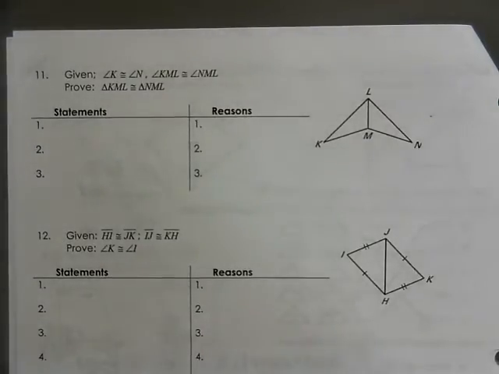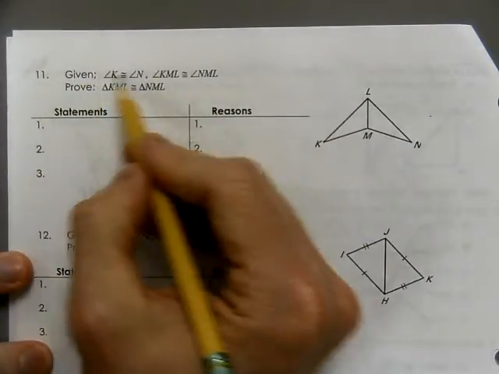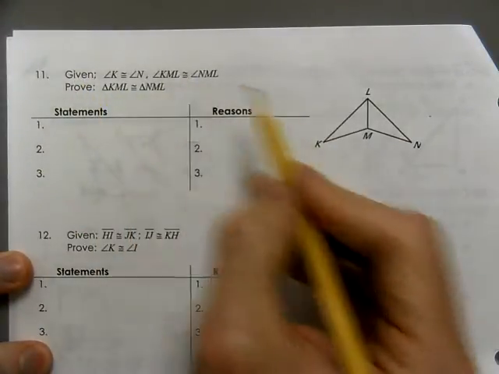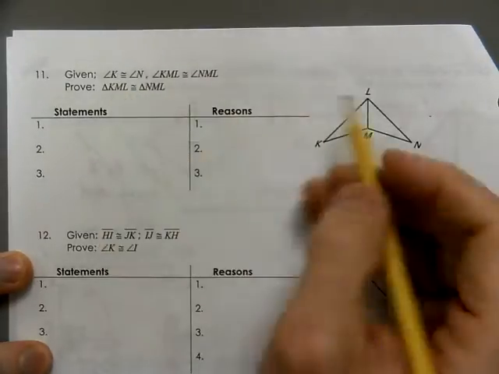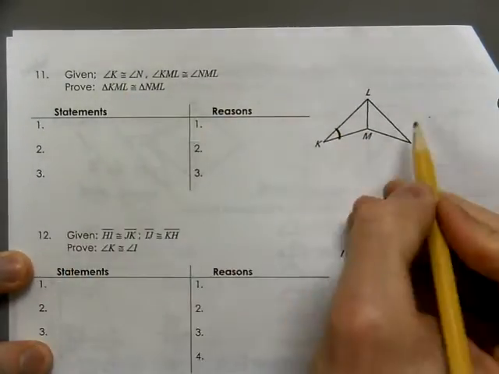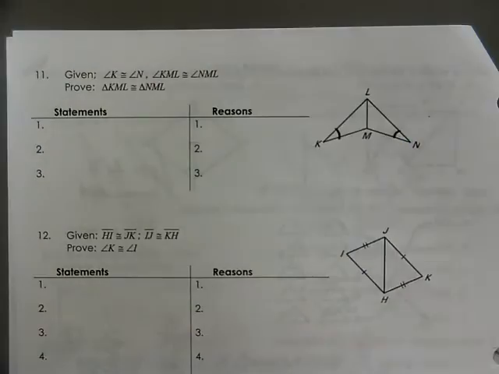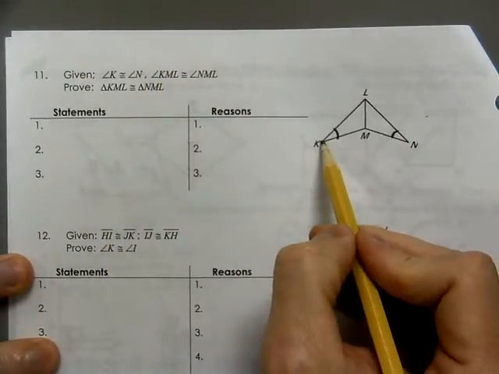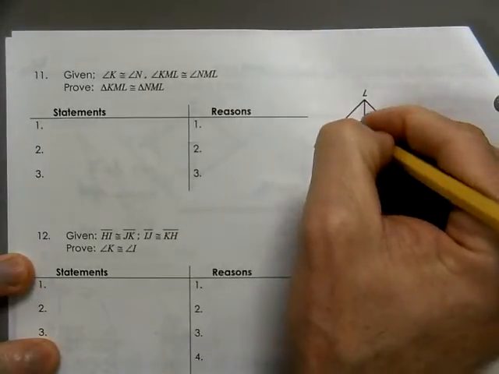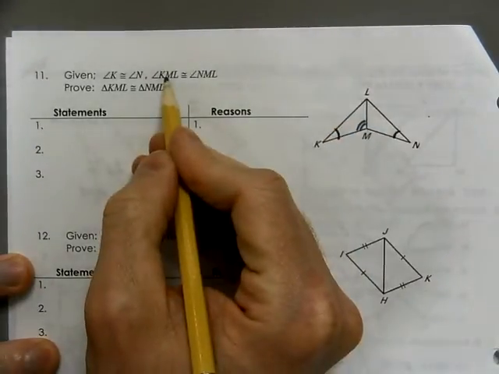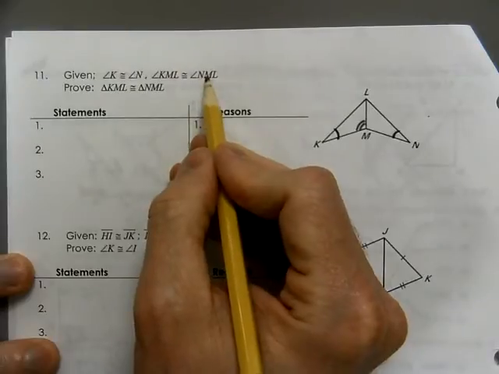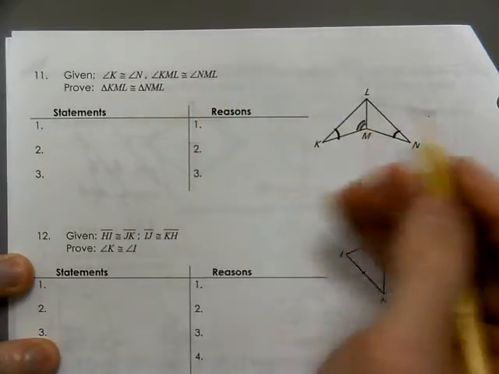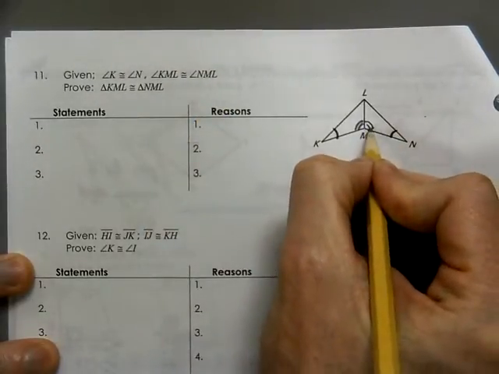Okay, here's our last page. We're working on 3 different proofs. We always look at the given information and we compare it to our picture. Angle K is supposed to be congruent to angle N. That's our given information. Angle KML, KML, that would be right here. The middle letter has to be the vertex. NML. NML would have to be right here.